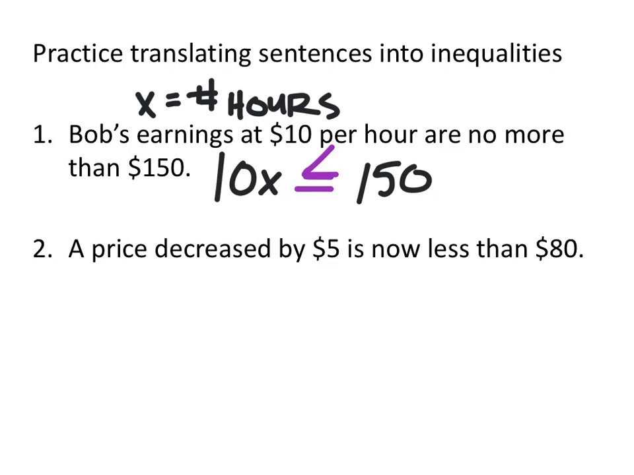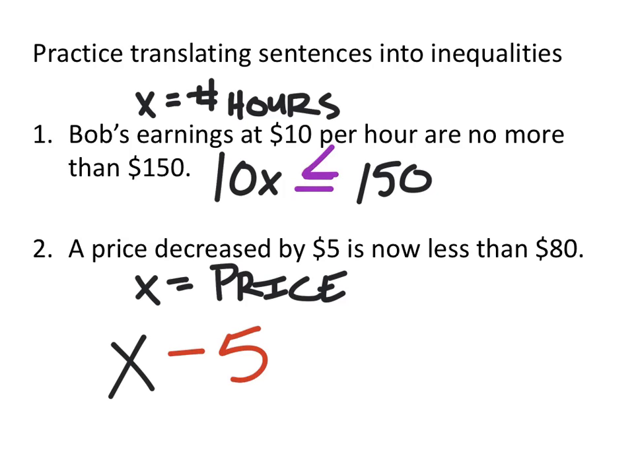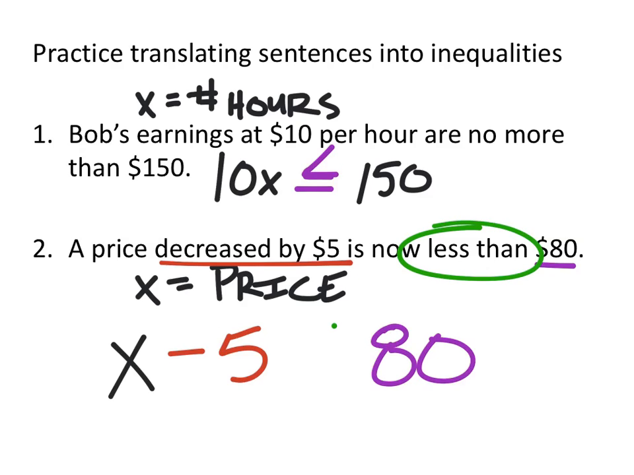A price decreased by $5 is now less than $80. So X is the price, whatever the price is. You can say the price if you'd like, but I'm just going to put price. So what do we got? We got the price. It's decreased by $5, so we'd subtract 5 right there, right? Decreased by 5. Now this is less than 80, so we know we're comparing with $80, and that's a direct statement. It's just less than. So X minus 5 is less than 80 would be the mathematical statement with an inequality. And then you could solve this and say, well, the price was less than $85.